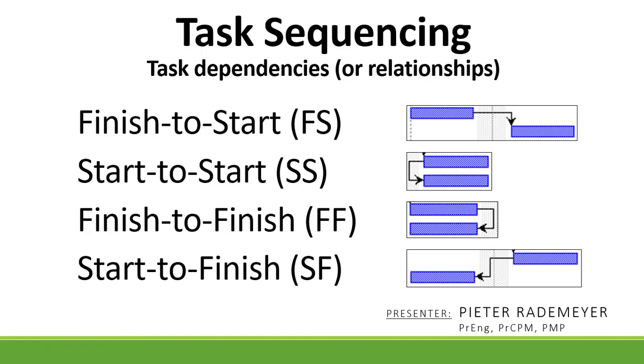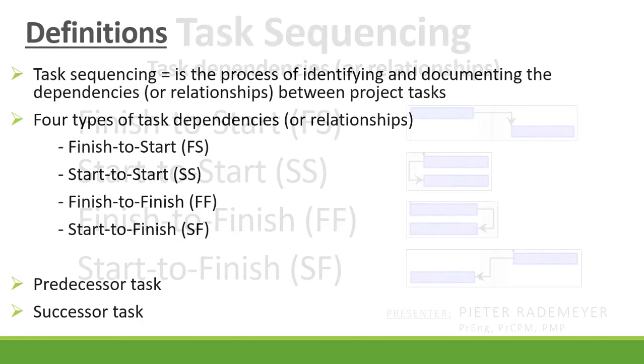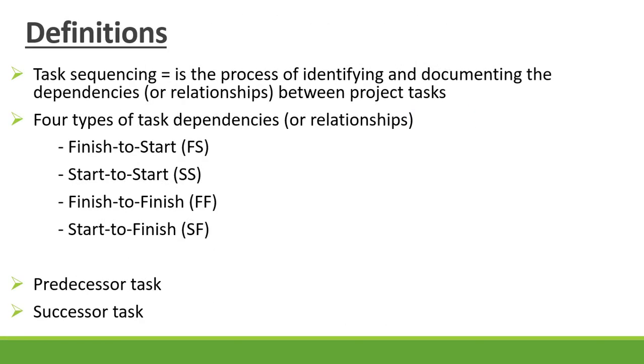In this video, I'll be using some examples to explain the different task dependencies. Now, task sequencing is a process of identifying and documenting the dependencies or relationships between your project tasks. Now, there's 4 types of task dependencies, which is your finish to start relationship, start to start relationship, finish to finish relationship, and start to finish relationship. With your finish to start is the most commonly used, and your start to finish is very rarely used.